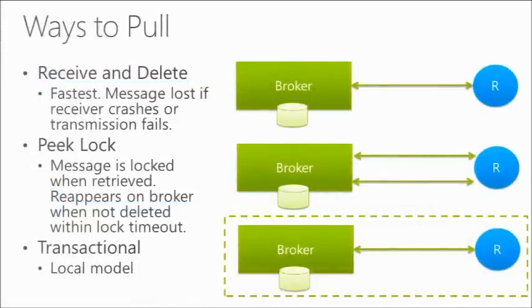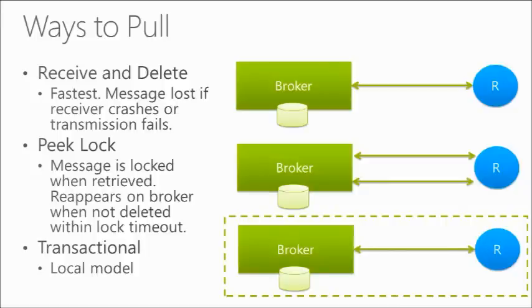In our broker, there's 3 ways to pull. Well, 2 ways to pull, and one is decoration. The first one is receive and delete. That's the typical thing how I think about a queue. You walk up to the broker, you say, I want to have a message. You get the message, it automatically goes away.